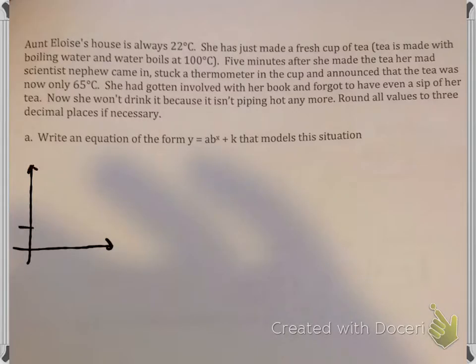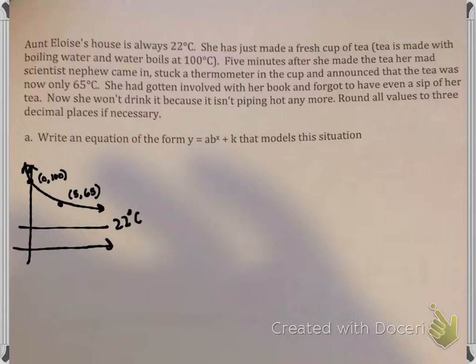Moving on. Last page. This is the exact same type of problem, except we're talking about exponential decay here with an asymptote at 22. So our k value is going to be 22. But we go ahead and start with our x equals 0 and 100, and x equals 5 and 65. And again, obviously, you could have set this up shifted and got some different answers, but for the most part, this is what I saw, so this is the solution I'm going to give.